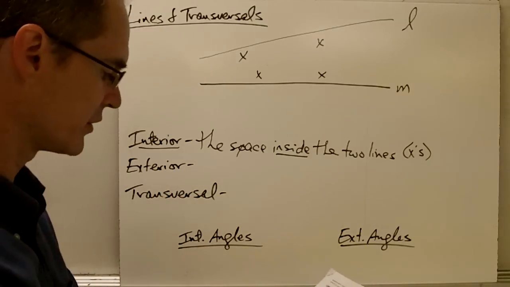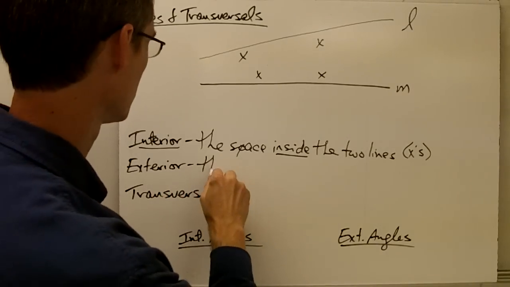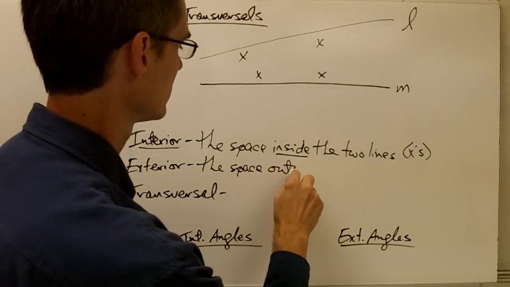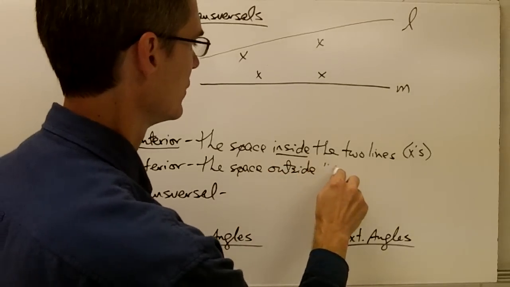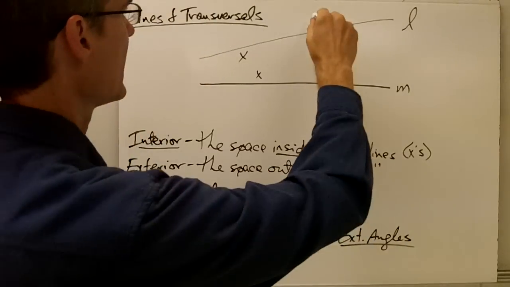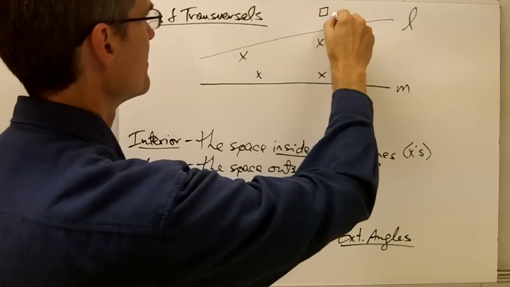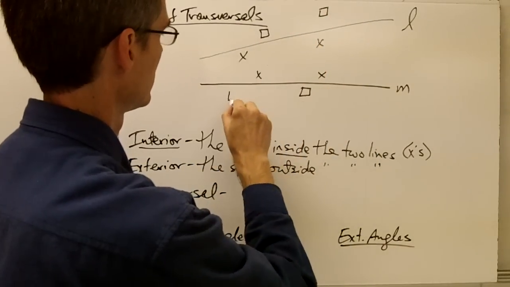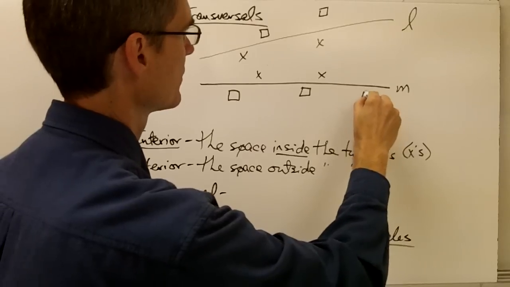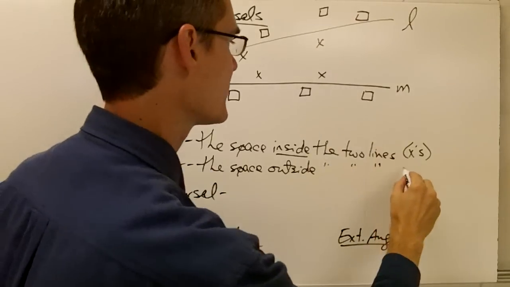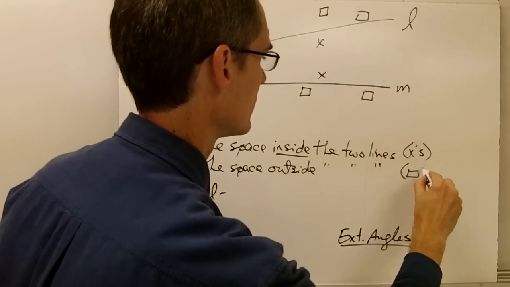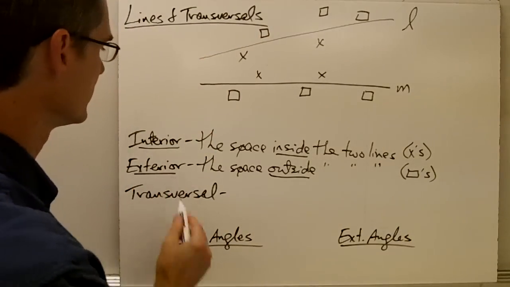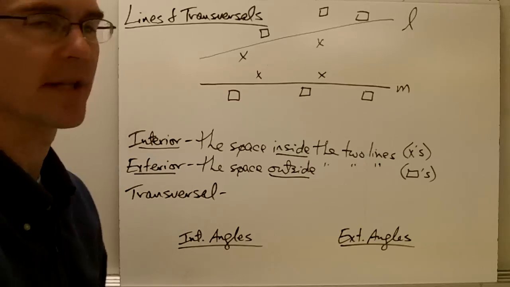The exterior of the two lines is just going to be the space outside the two lines. Let me put some boxes. All these boxes here are exterior to the two lines. They lie outside the two lines. Outside means exterior, means outside.